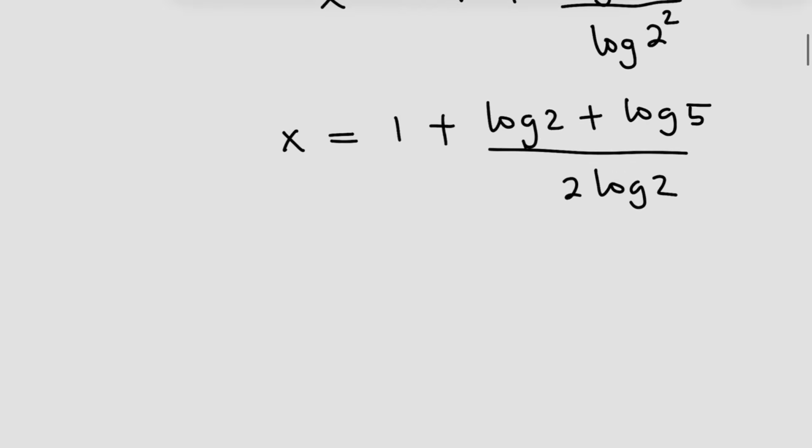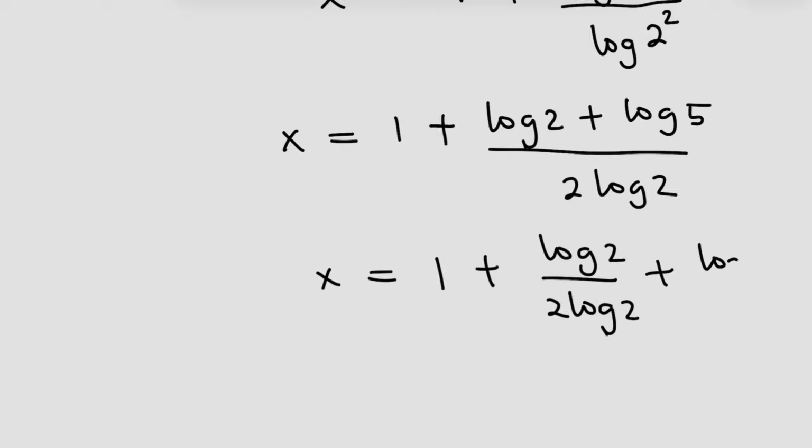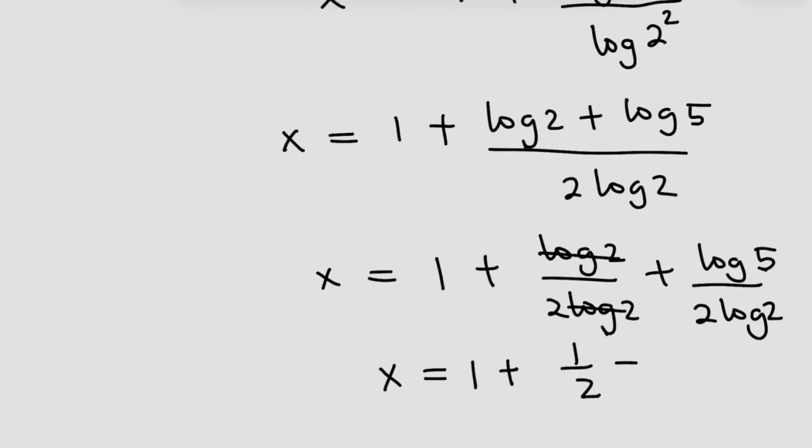And when we separate the addition, this gives us 1 plus log 2 divided by 2 log 2, then plus log 5 divided by 2 log 2. This here gives us 1 over 2, meaning x is equal to 1 plus 1 over 2, and then this gives us 1 over 2 times log 5 divided by log 2.